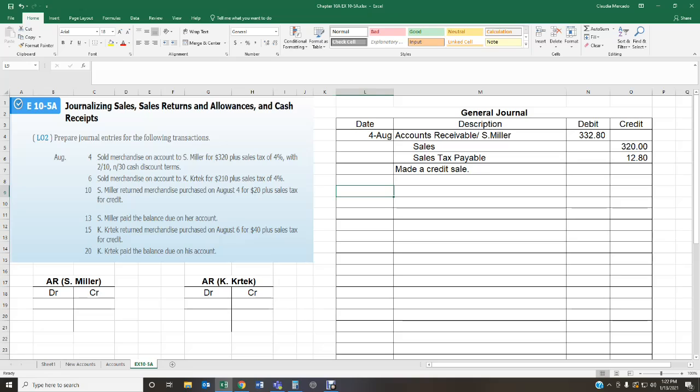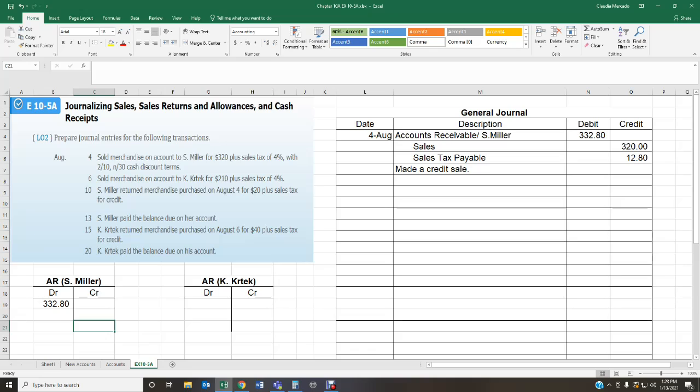Okay, so now I've got some T accounts down here. I'm a very visual learner, so I want to make sure that I'm understanding what's going on. So I've got two T accounts set up, one's for Miller and one's for Kurtek. Okay, the first thing we have is accounts receivable of $332.80. Okay, so I'm going to put that there. That way I can keep track of my receivable. That is how much I need to collect. The accounts receivable is a very important account. It's money that is being owed to us, and we have to collect it. Okay. So then what happened?